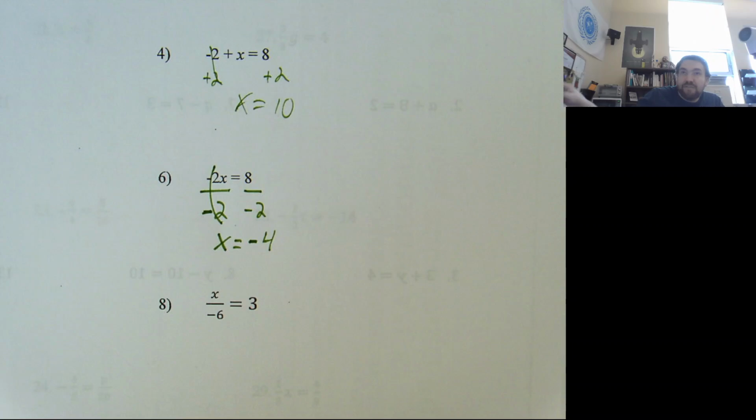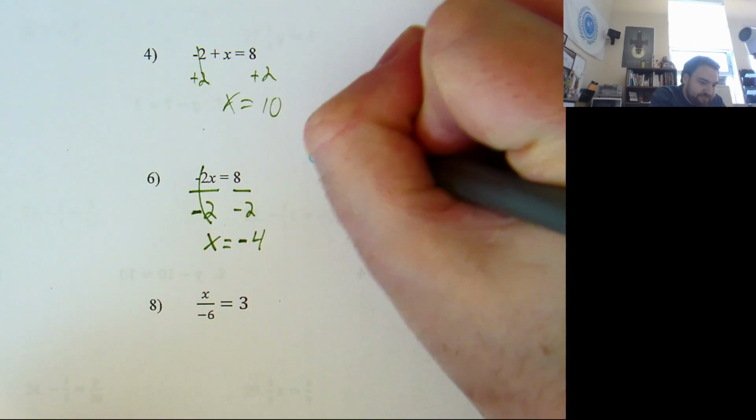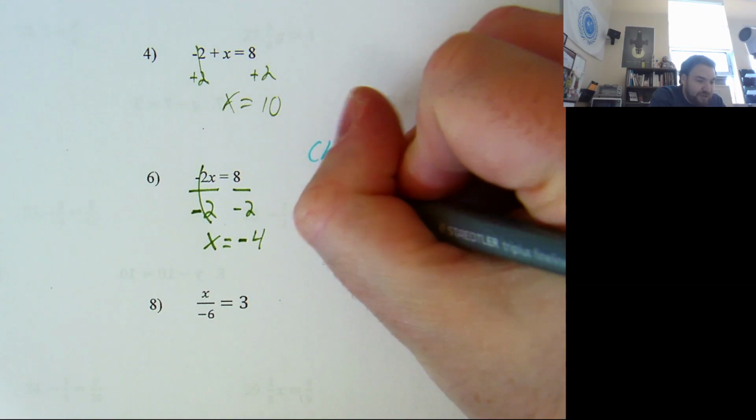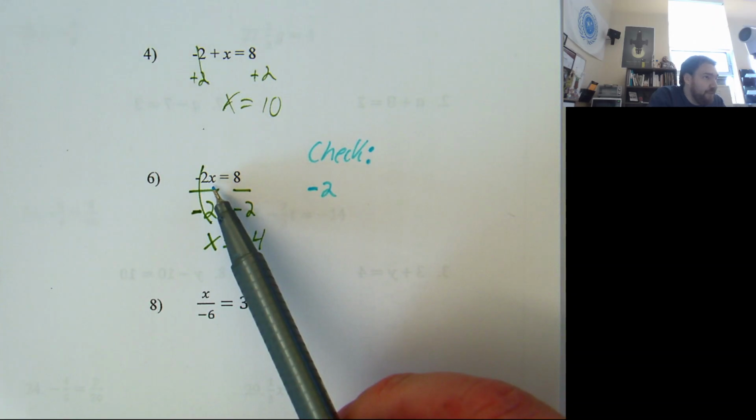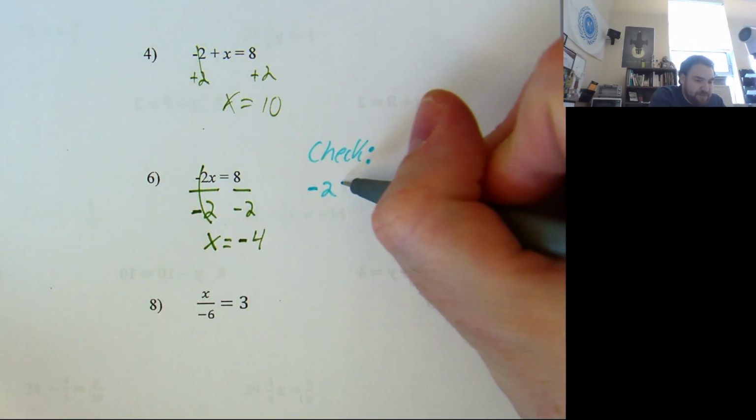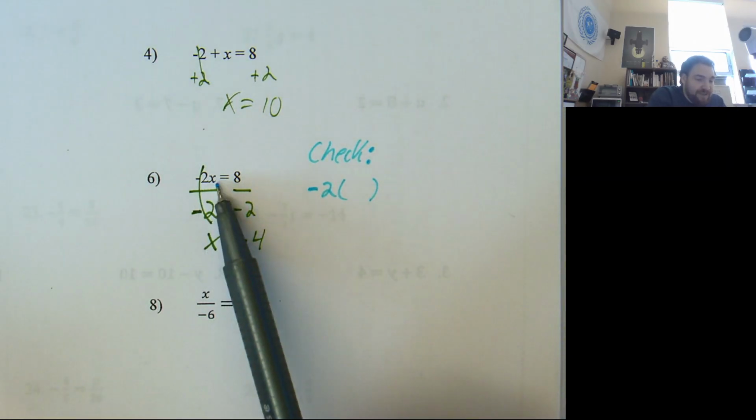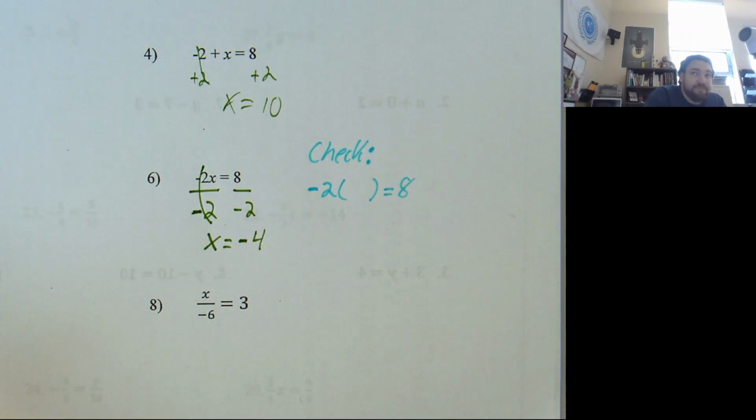And now I'm going to demonstrate how you check your work on stuff like this. So here on the right-hand side, let's introduce a check. Here's how you check the work. To check your work, you take the original question, negative 2, and wherever there is a variable, you put down a set of brackets. So the x becomes the set of brackets, and this is still going to be equal to 8.